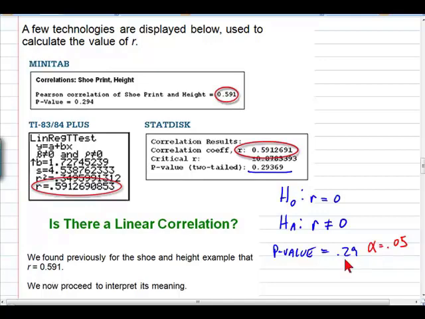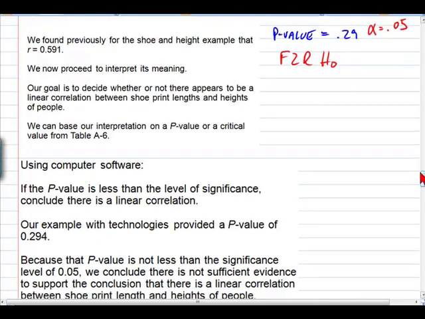So based on this p-value, would we reject or fail to reject this null hypothesis? Fail to reject the null hypothesis, and conclude then that there is no linear correlation here. Or let's say it this way: there's insufficient evidence to support the claim that there's a linear correlation. There may be one, we just don't have enough evidence to show it. But we did not prove the alternative is correct based on this data.